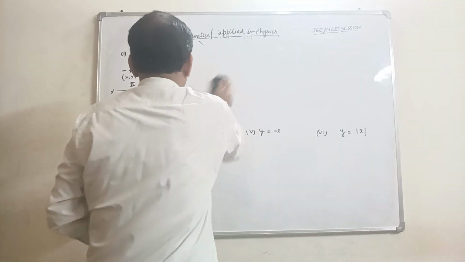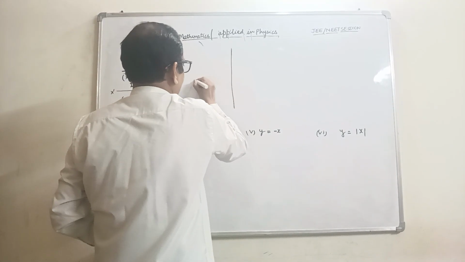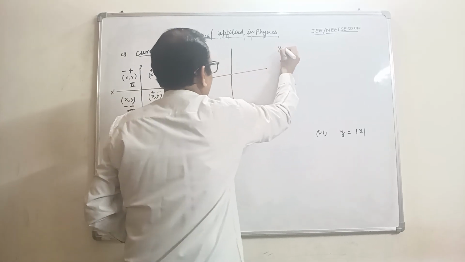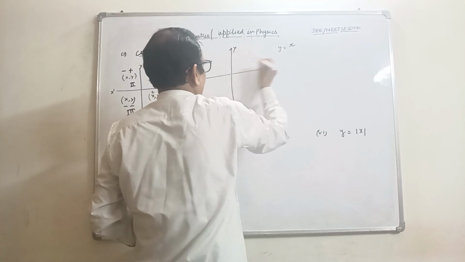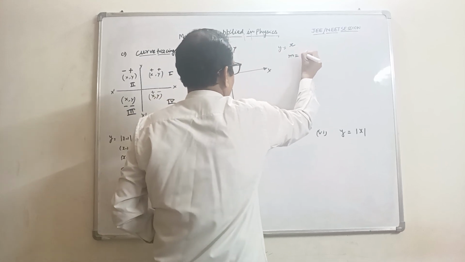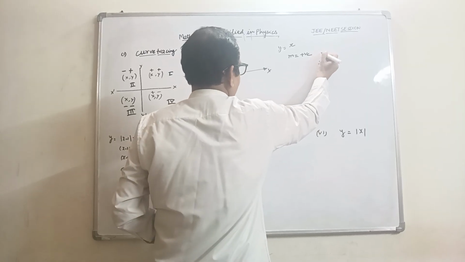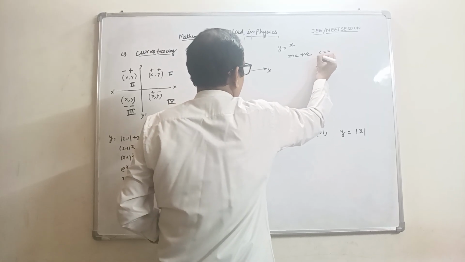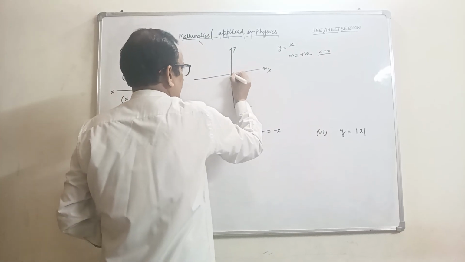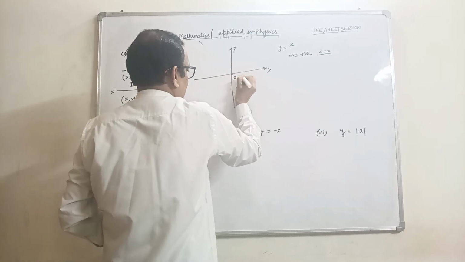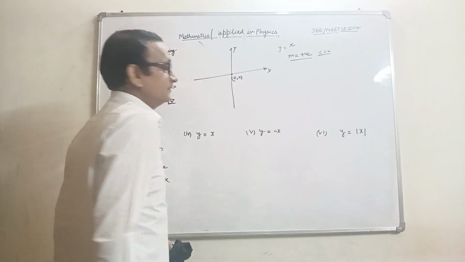Next is y is equal to x. This is the x axis, this is the y axis. The slope is positive, and the intercept is 0, so c is equal to 0. For x is equal to 0, y is also 0. So this line passes through the origin and the slope is positive.